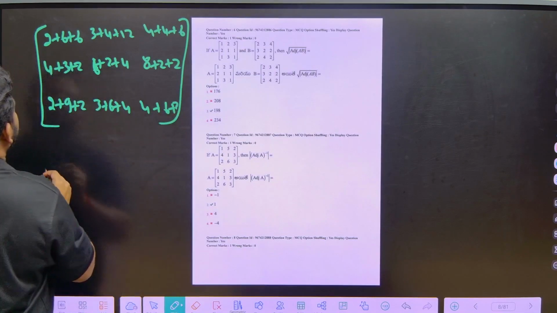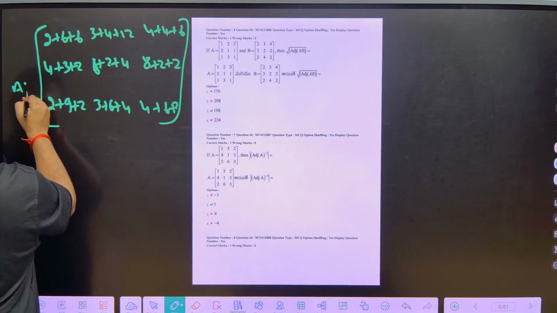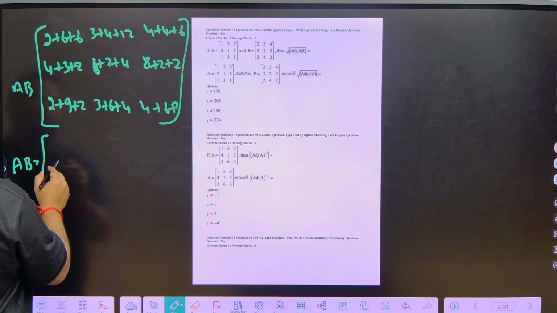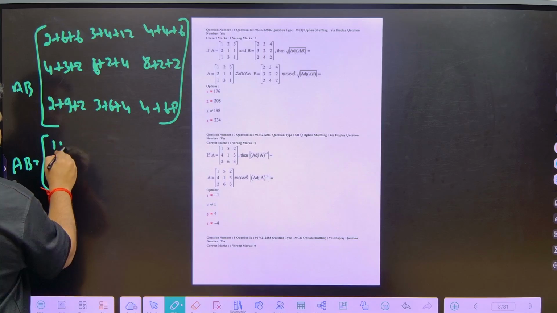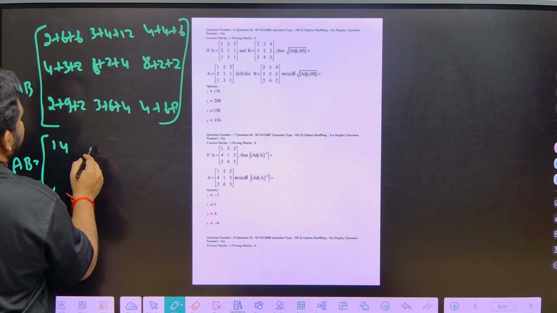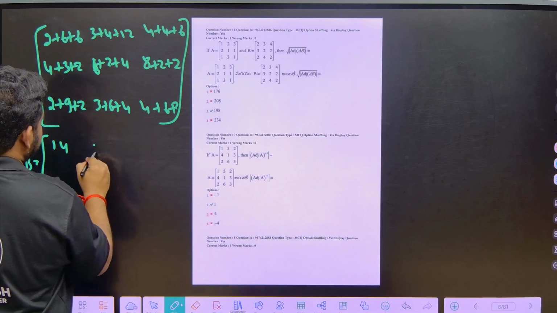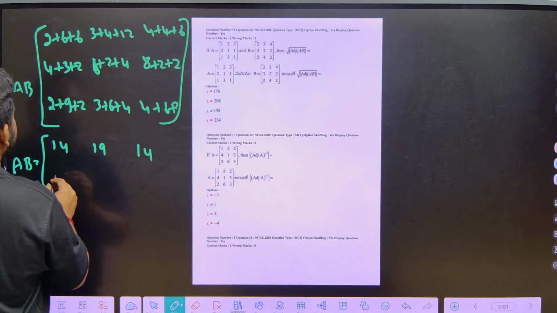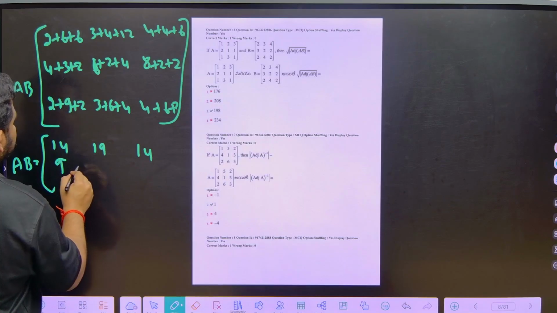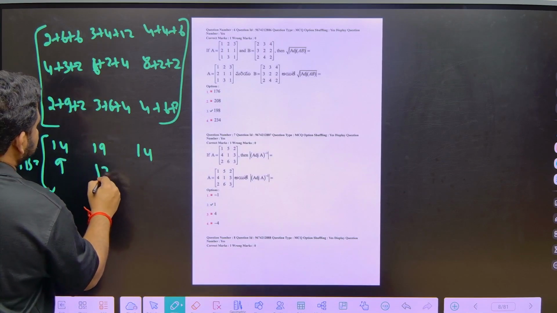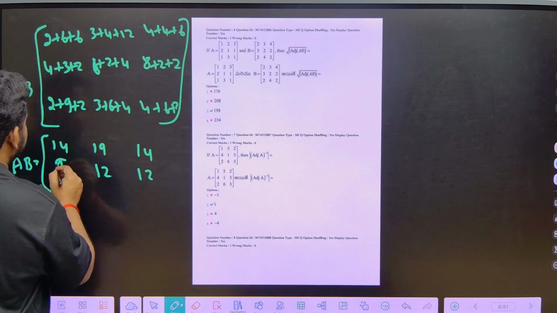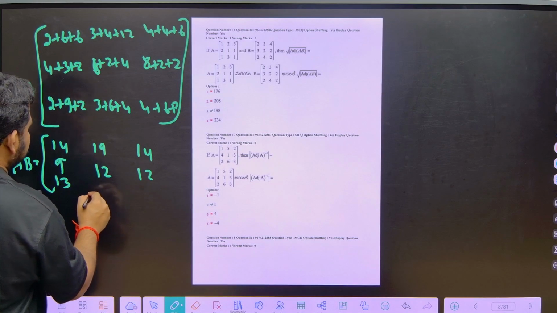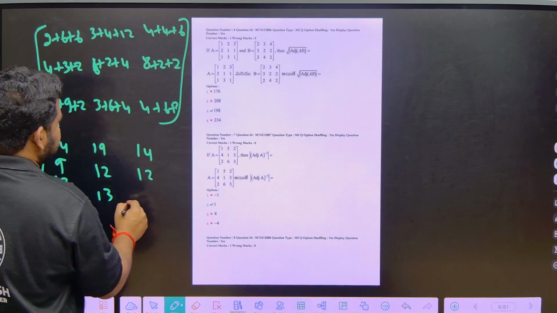Now, if I add these up, I will get AB. AB will be equal to: this will be 6 plus 6, 12, 12 plus 14, 14, 7 plus 12, 12 plus 16, 19. This is 10, 14. This is 7 plus 2, 9. This is 8 plus 4, 12. Again, 9 plus 4 is 13. And again, 9 plus 4 is 13. And again, this is 2.